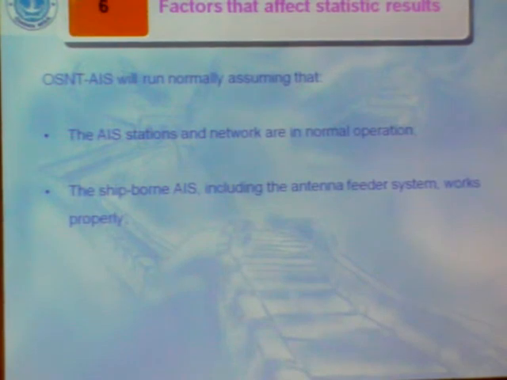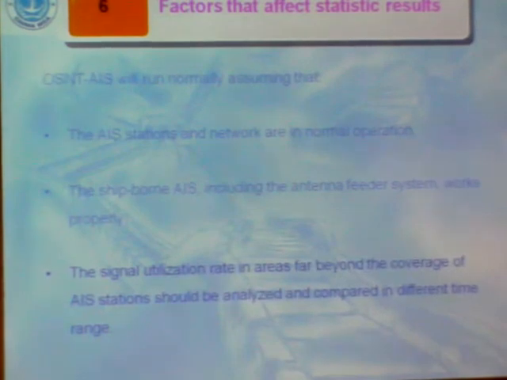We saw the factors that affect statistical results. OSANT AIS will run normally, assuming that the AIS station and the network are in normal operation, and the ship-borne AIS, including the antenna feeder system, is working properly. The signal utilization rate in areas far beyond the coverage of the AIS station should be analyzed and compared in different time ranges.